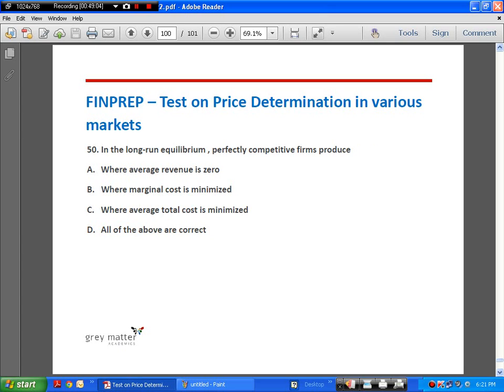The 50th question. In the long run equilibrium, perfectly competitive firms produce where average revenue is zero, where marginal cost is minimized, where average total cost is minimized. All of the above are correct. So any firm in the long run and under perfect competition will produce at the lowest point on the average cost curve. So the right option is option C, where average total cost is minimized.